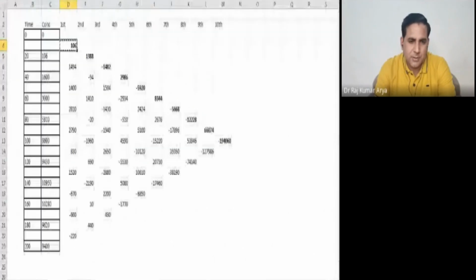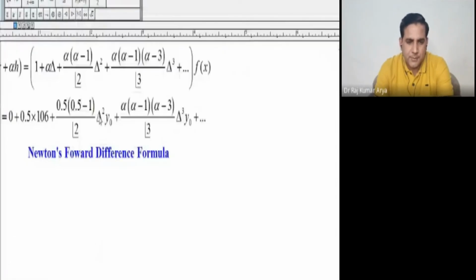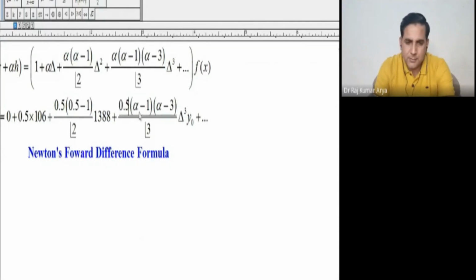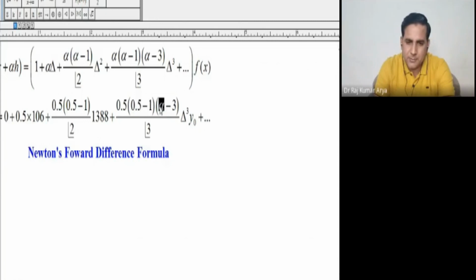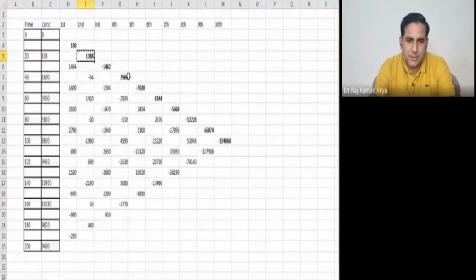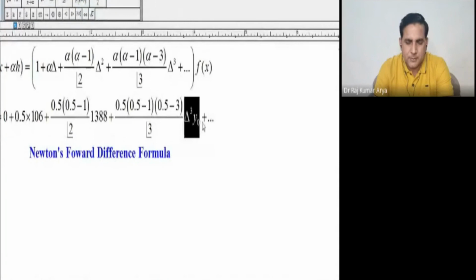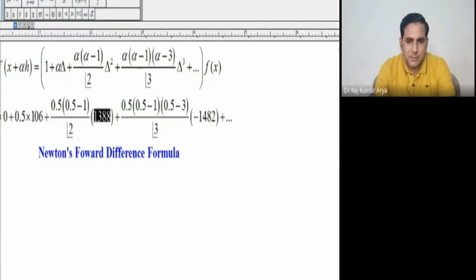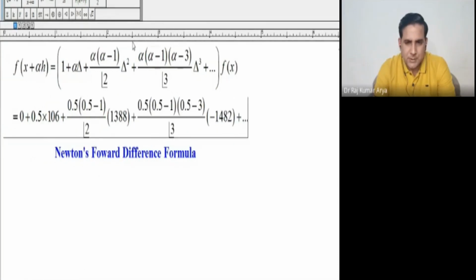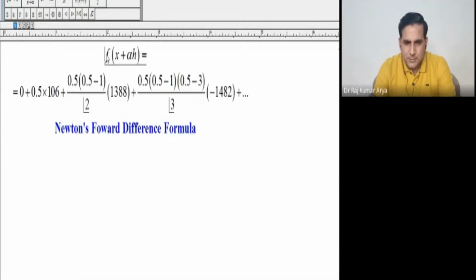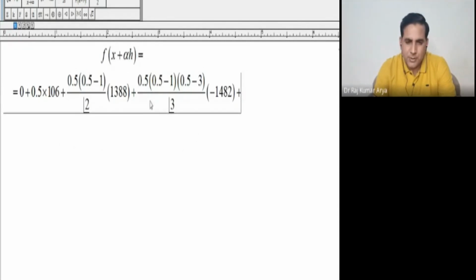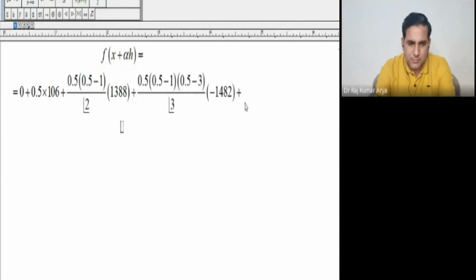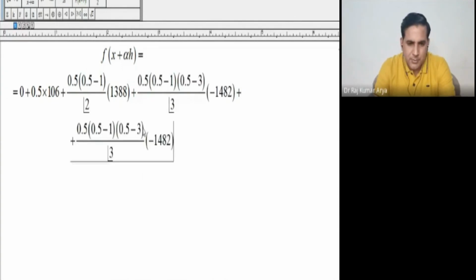Then you have delta square. This is this 1 3 here. So you can substitute that value here. Then again this one, 0.5 and 0.5 minus 1, 0.5 minus 3, and this value is this one. So this needs to be inside some bracket here. This also you can put inside that. Substitute the other points also. So other points, if you keep on doing this, you can put maybe another point here.